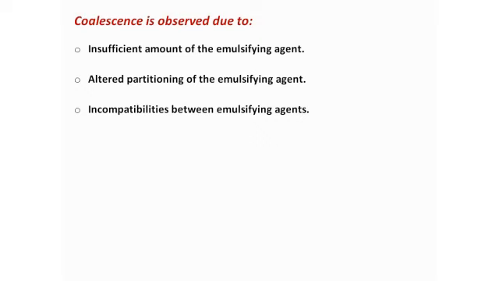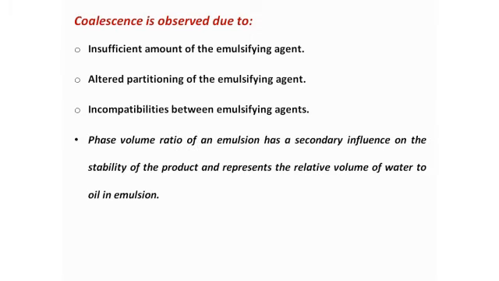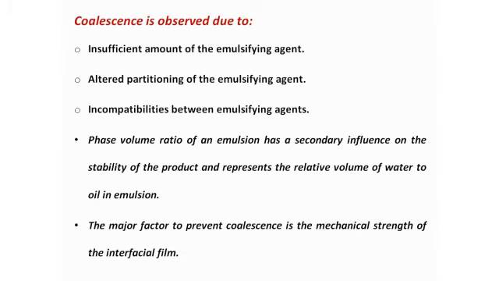And the last one is the incompatibilities between the emulsifying agents. The phase volume ratio of an emulsion means the volume of the dispersed phase divided by the volume of the dispersion medium. It has a secondary influence on the stability of the product, and it represents the relative volume of the water to the oil in an emulsion. Clear? So the major factor which can prevent coalescence is the mechanical strength of the interfacial film.